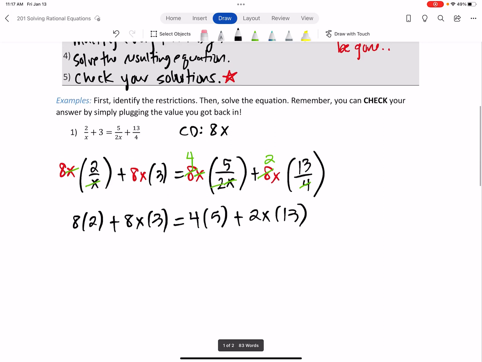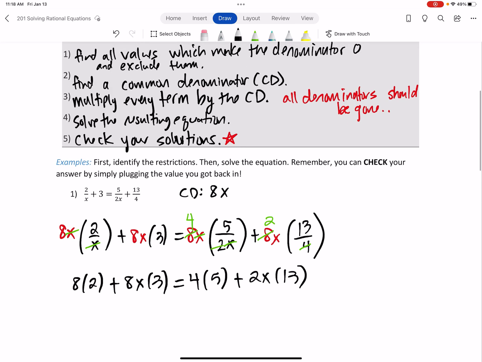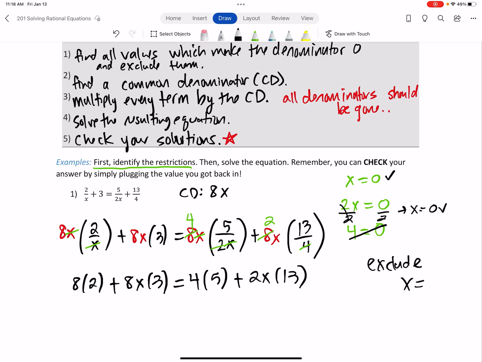So all of our steps from before are the same. We want to make sure we identify the restrictions. Let's go back and do that. So I look at the denominators, and I have three denominators. x equals 0, 2x equals 0, and 4 equals 0. This 4 never equals 0, so that doesn't do anything for us. x equals 0, check. We want to exclude that. 2x equals 0. If I divide both sides by 2, that's the same as saying x equals 0. So my exclusions are exclude x equals 0.